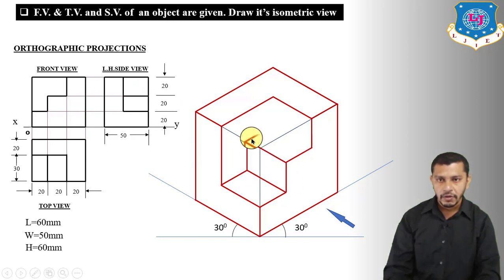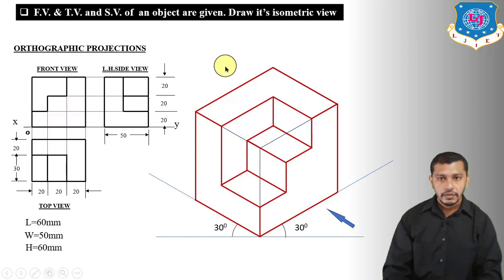Now from this point, draw a line parallel to this line having height 20 mm, and from this point draw a line parallel to this line having height this much mm, which is equal to 30 mm. Now connect this point to this point. So this will be a final isometric view of the object.